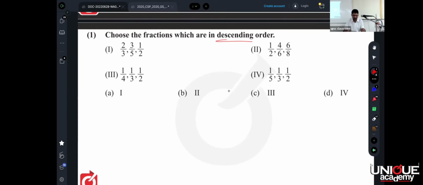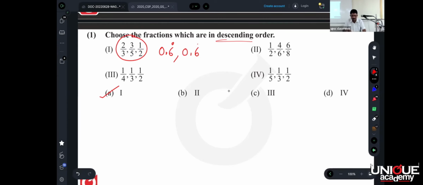Listen, all these are to be expressed as decimal fractions. First we have to check each of these options. 2 upon 3 is nothing but 0.6 recurring. 3 upon 5 is exactly 0.6. Then 1 upon 2 is 0.5. Because of these values, we can compare. 0.6 recurring is the greatest, then 0.6, then 0.5.